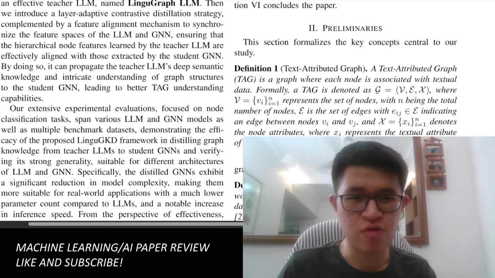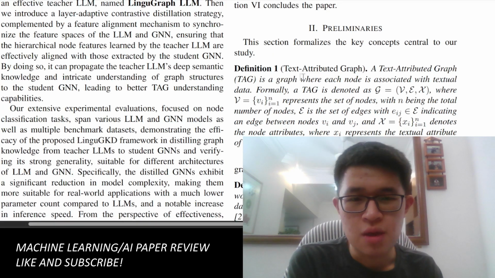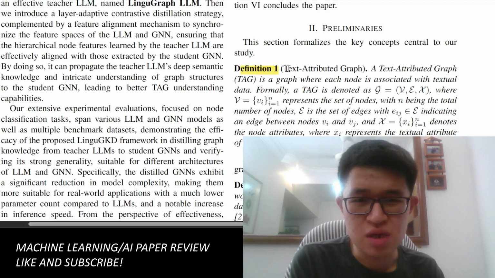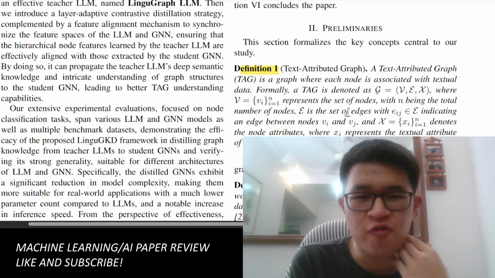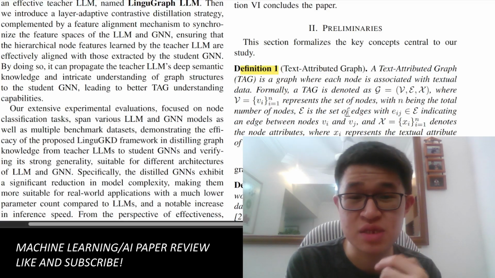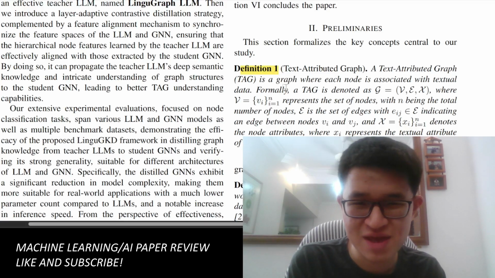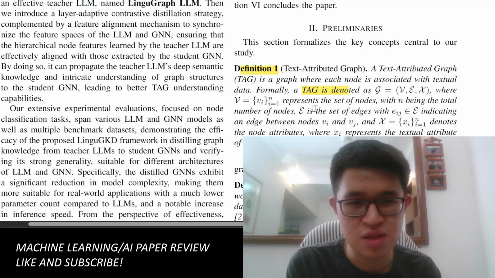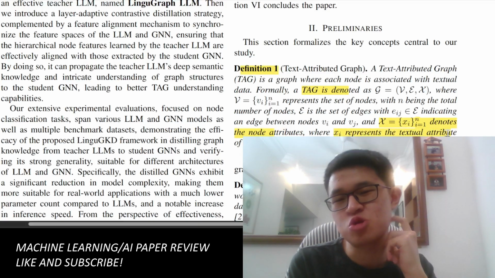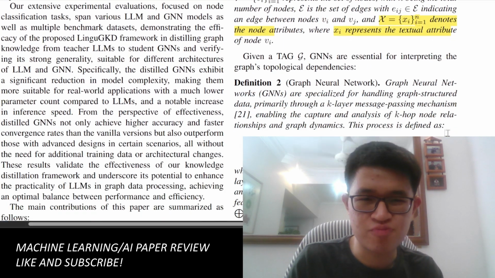Okay, let's start off with the preliminaries. Definition one, text attributed graph. So they define what a text attributed graph is. They stated it here formally, but I'll just explain it verbally, informally. A graph is denoted as that, where you have the nodes, and the edges, and you have the node attributes, with x_i being the text embedded into each node, and that's pretty much it.